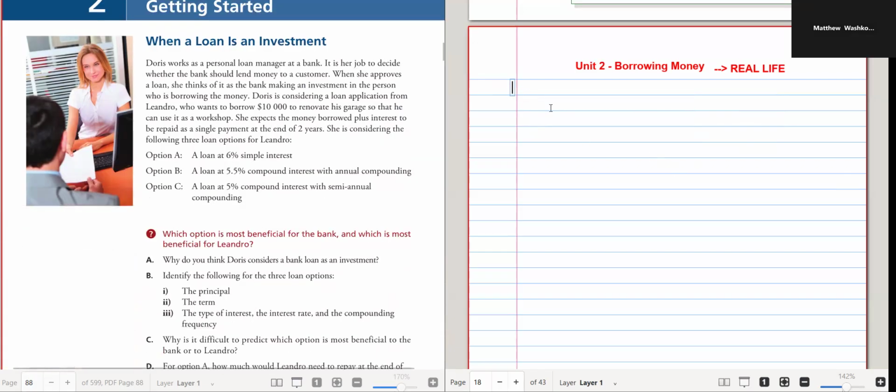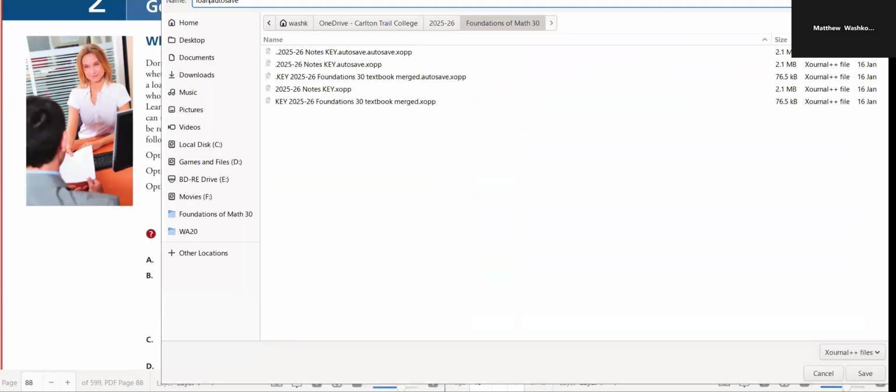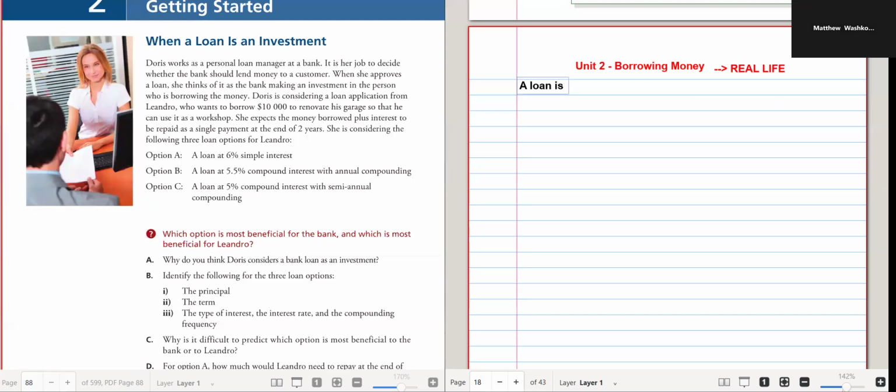Before we jump into it, there are a few definitions we need, so make sure you're writing this down. A loan is money that is borrowed and paid back over time. We know what the principal is. I'm not going to talk about principal and interest again. You should know that from the previous unit at this point.